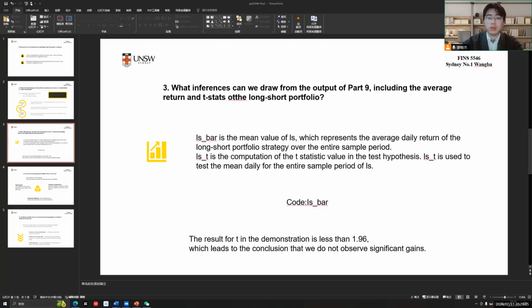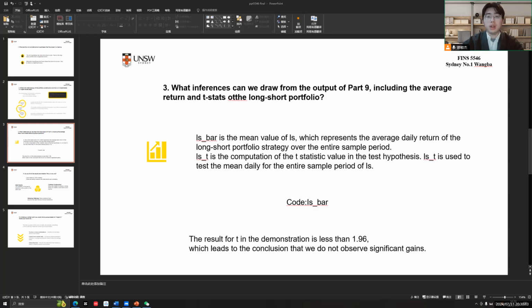So when the value of the t-statistic is greater than plus 1.96 or less than minus 1.96, we can reject the null hypothesis. For example, we consider the average daily returns of this test to be equal to 0. Which means that we have sufficient statistical evidence to prove that the A's portfolio does have the significant returns.